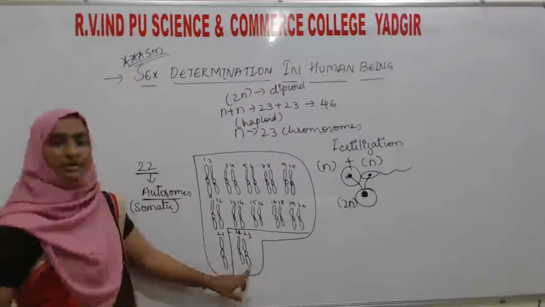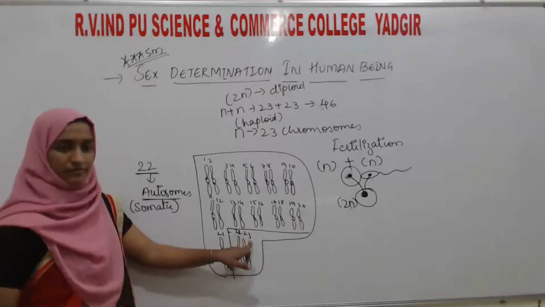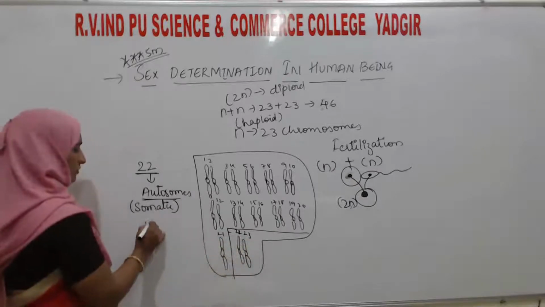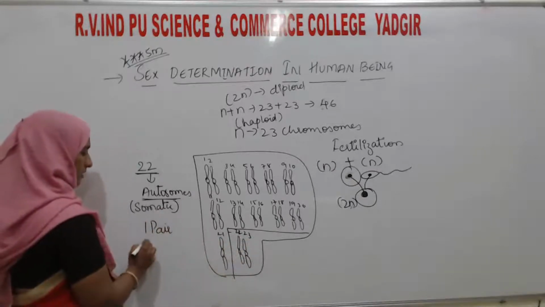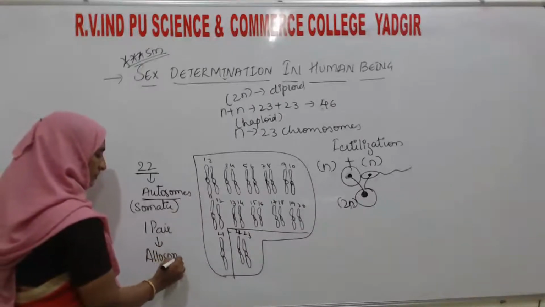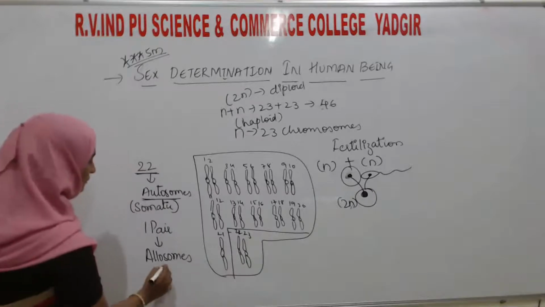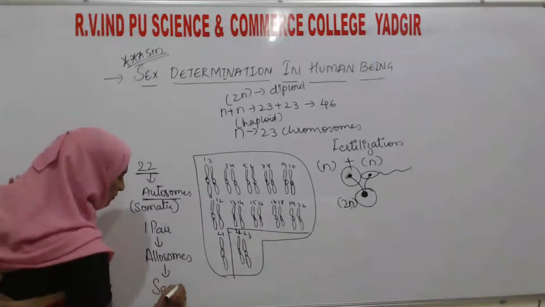And the remaining one pair of chromosomes, the 23rd, is known as the allosomes. Allosomes, or else it is also known as the sex chromosomes.